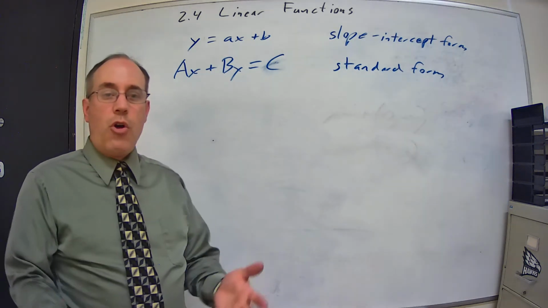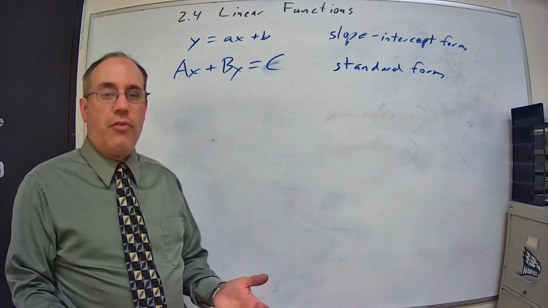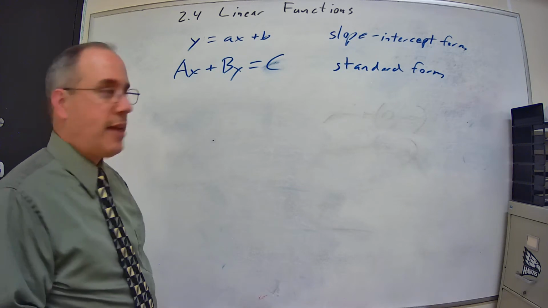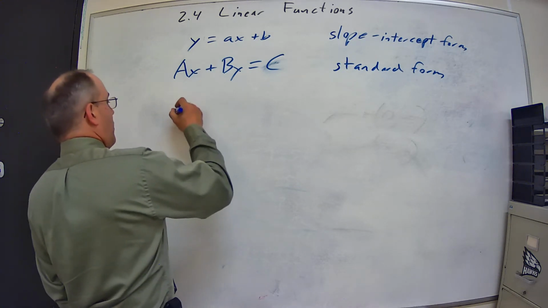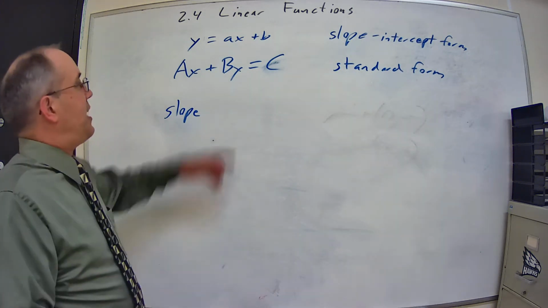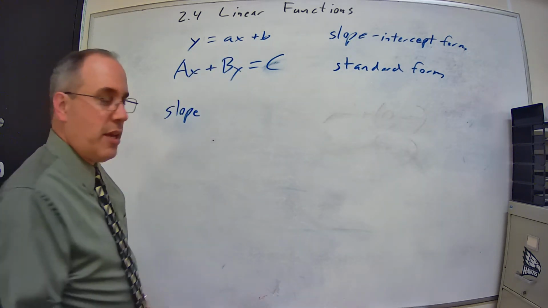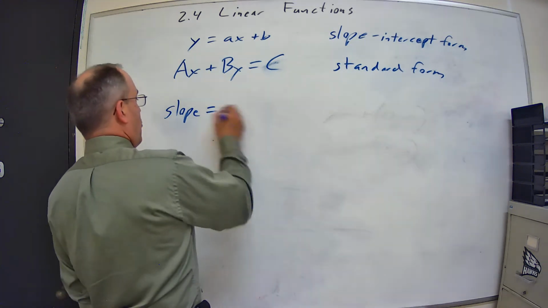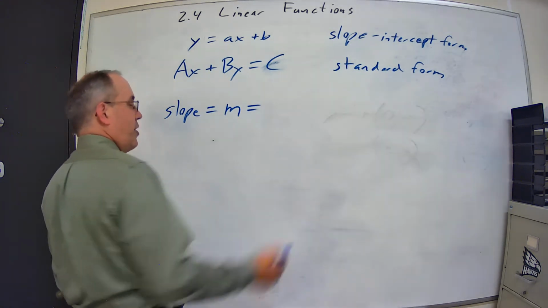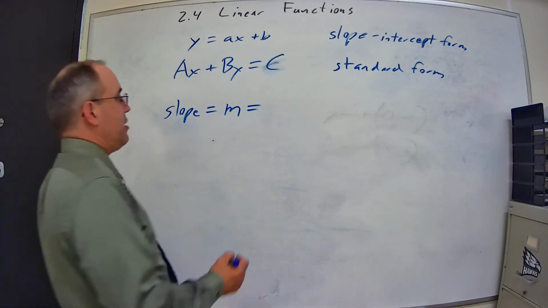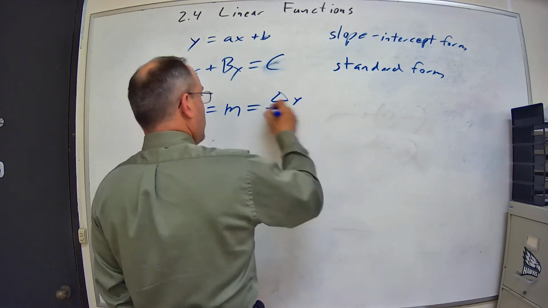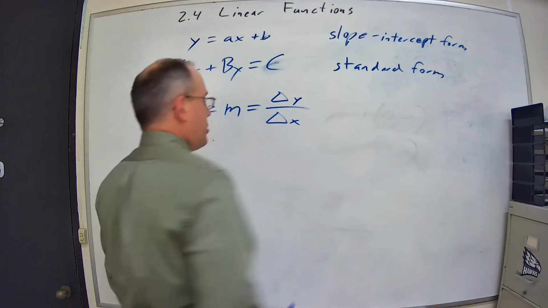Slope is just a measure of rise over run, change in y over change in x. So slope, which in this case we're using a, but usually we say slope is m. That's the variable that we use for slope. And that is equal to the change in y over the change in x.